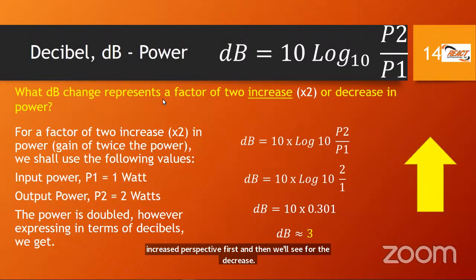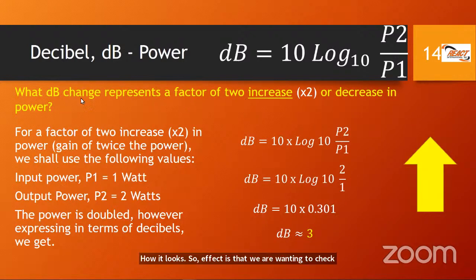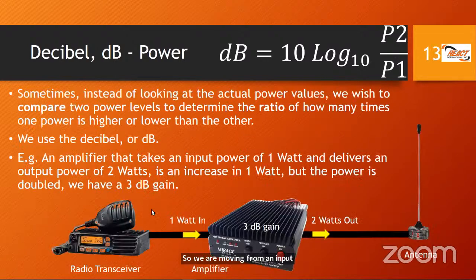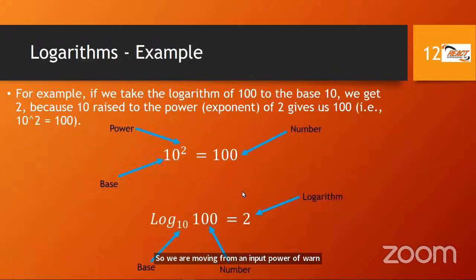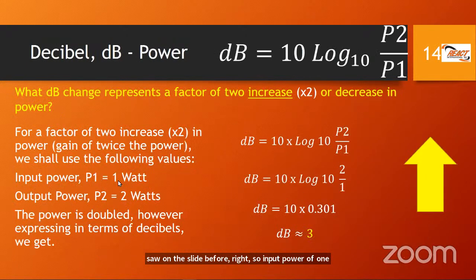If we want to check what the dB change is if we double the power, let's use a value as we did in the previous slide. Let's say that our input power is 1 watt. We start off with 1 watt and we want to double the power. Simple maths, 2 times 1 is 2, so twice the amount of power is 2 watts. We are moving from an input power of 1 watt to an output power of 2 watts. P1, the input power, is 1 watt, and P2, the output power, is 2 watts. We are simply doubling the power, and we apply our dB formula.